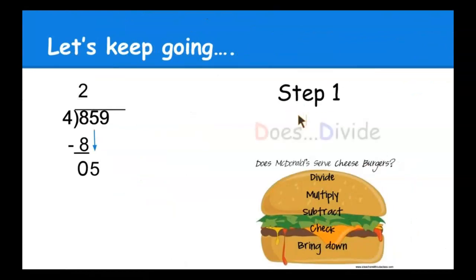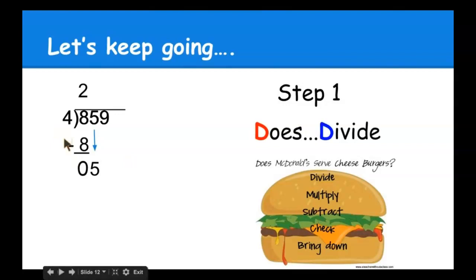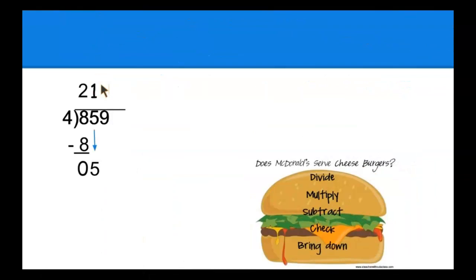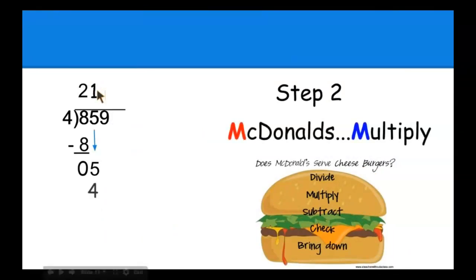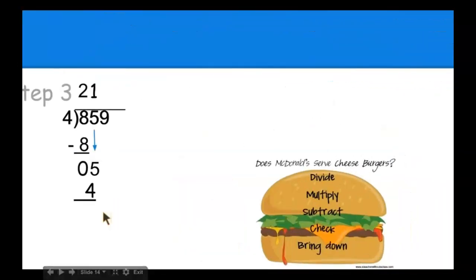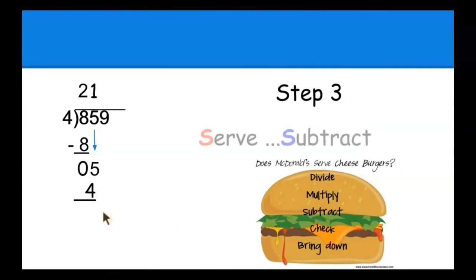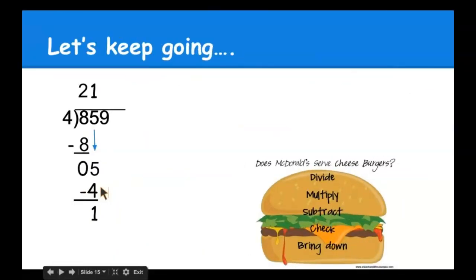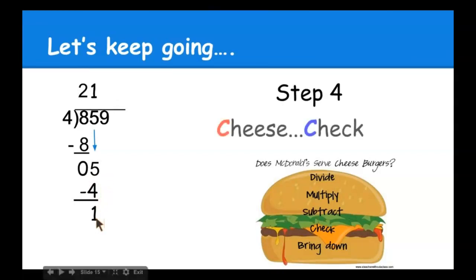Step 1 again. Divide 4 into 5, which goes 1 time. Step 2, does McDonald's, M for multiply, 1 times 4 equals 4. Step 3, serve, for subtract, 5 minus 4 equals 1. Okay, let's keep going. Step 4, does McDonald's serve cheese? Remember, we're going to check, make sure when we subtract, our answer is smaller than our divisor.